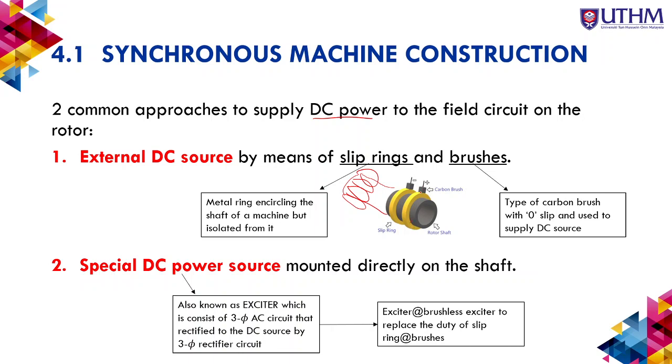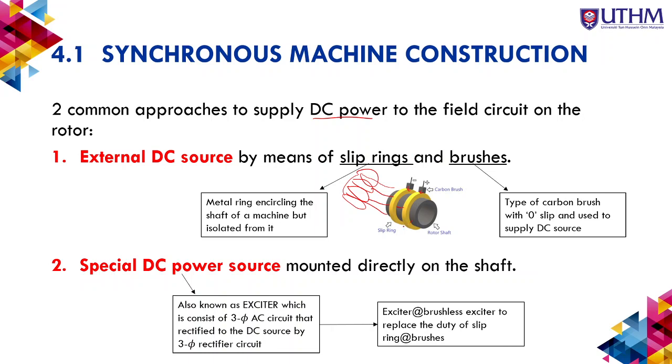So the carbon brush will press here, and this will supply the positive, and this is negative, and this will connect to the pole. This one will connect, and then the DC current will flow to the pole. Can you imagine this?